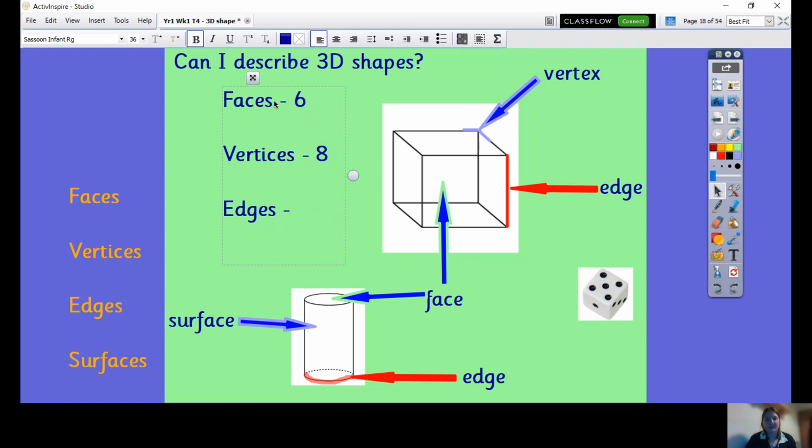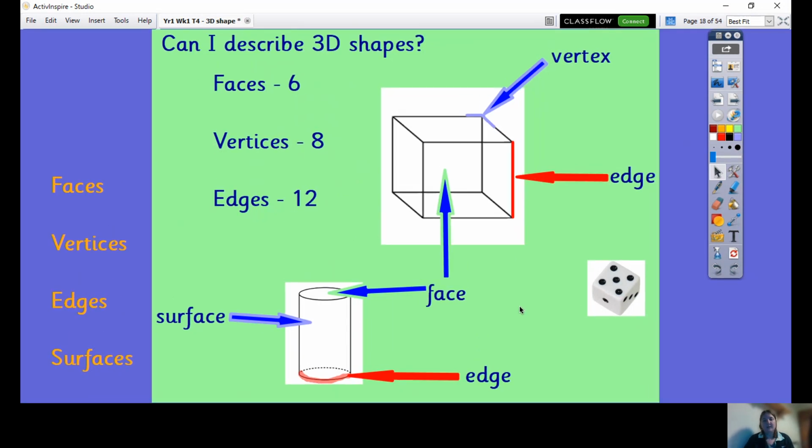It is a bit tricky thinking about faces and vertices, especially when we don't actually have the objects in our hands to hold. So that might be something that we'll come back to once we're back in school. But here we've got the edges. The edges will go all the way round. So we've got 1, 2, 3, 4 on the top, 4, 5, 6, 7, 8, 4 on the bottom. So we know that 4 and 4 is 8, and then it goes 8, 9, 10, 11, 12.